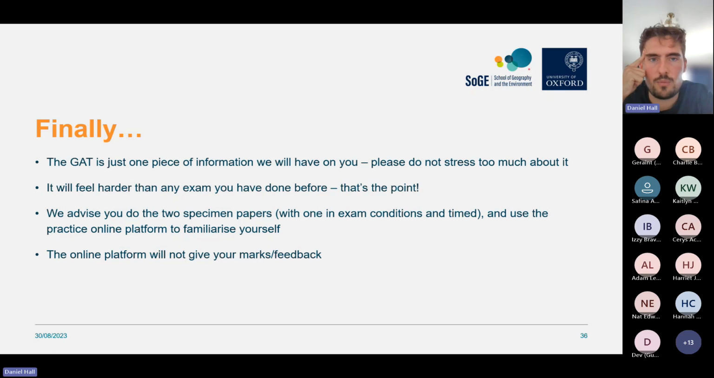The online platform won't give you marks or feedback, so if you want to use the online platform as an exam conditions test run, I would suggest that you make a note of your answers on a piece of paper by the side of you and then check those against the mark scheme at the end.